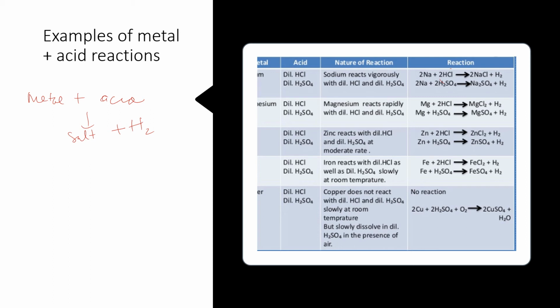With sulfuric acid H2SO4, you have Zn plus H2SO4 to produce ZnSO4 and H2. For iron plus HCl to form FeCl2, iron 2 chloride, and hydrogen gas H2. When the acid is H2SO4, then the salt is FeSO4, iron 2 sulfate, plus H2 hydrogen gas.